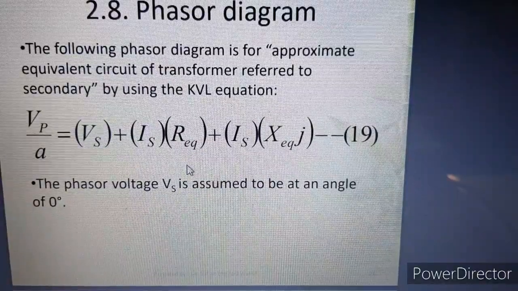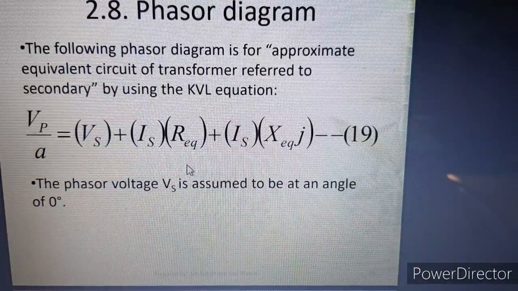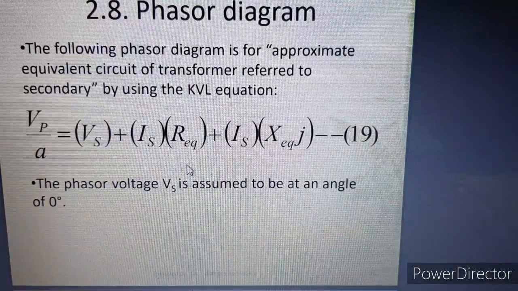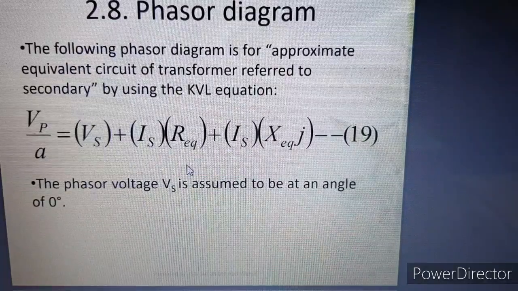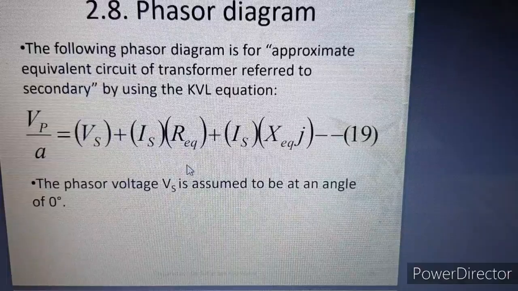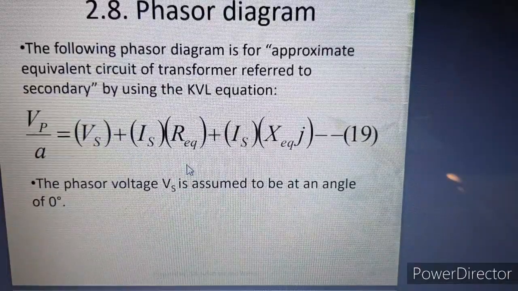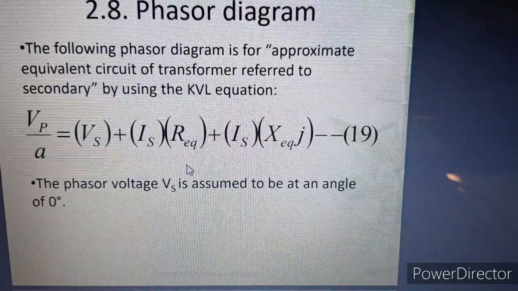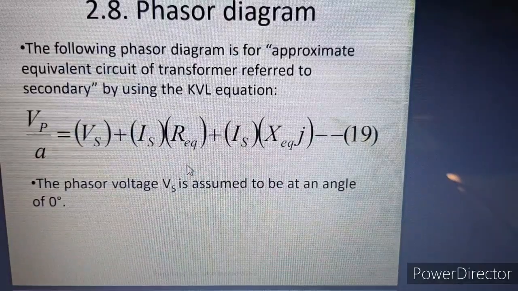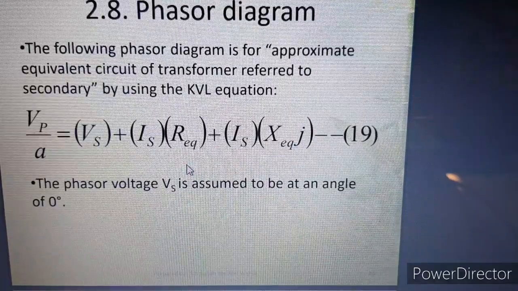I'll explain a little bit on the phasor diagram. As for the phasor diagram, usually you'll be asked to sketch the phasor diagram of a transformer operating at a certain power factor. The following phasor diagram is for the approximate equivalent circuit referred to secondary, using the KVL equation.